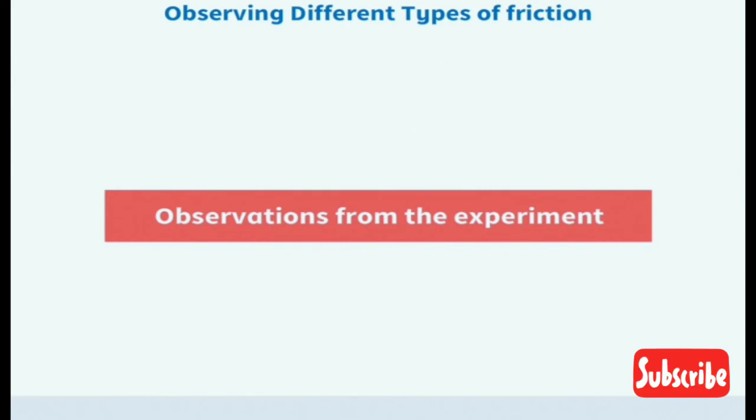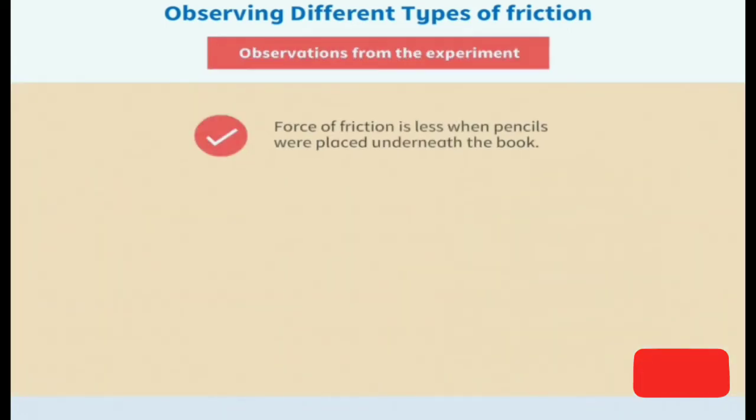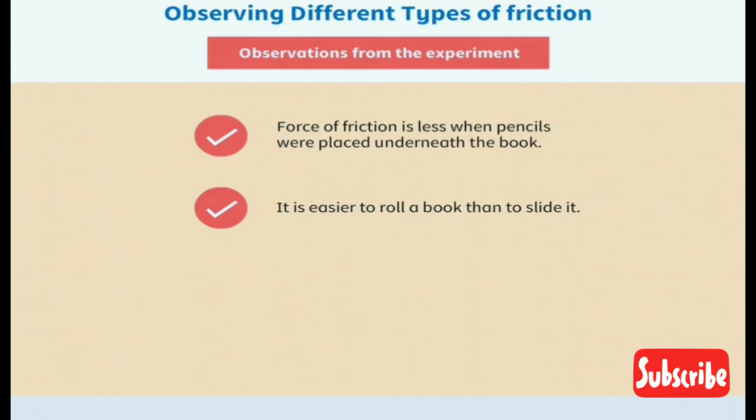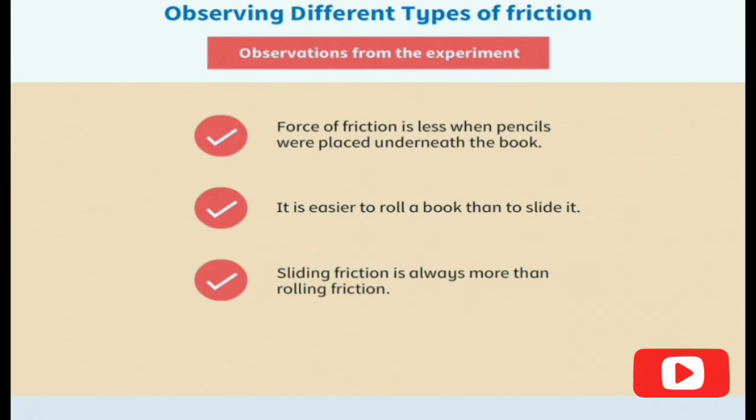Observations from the experiment. 1. Force of friction is less when pencils were placed underneath the book. 2. It is easier to roll a book than to slide it. 3. Sliding friction is always more than rolling friction.